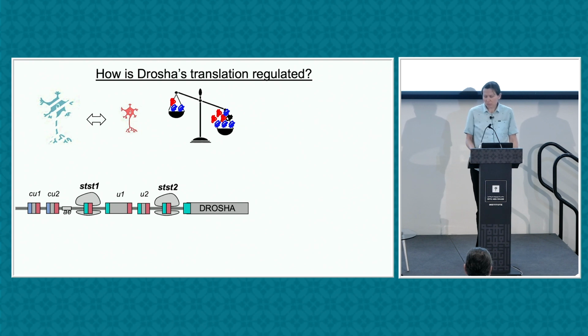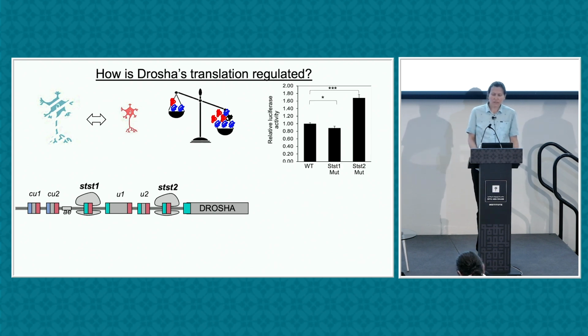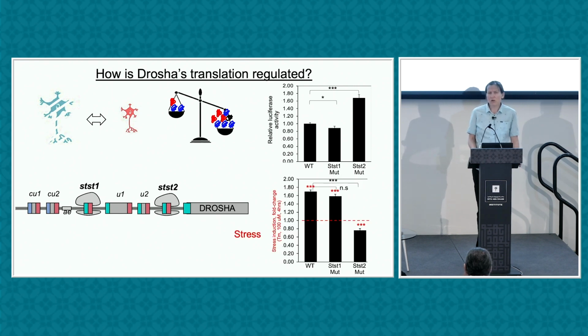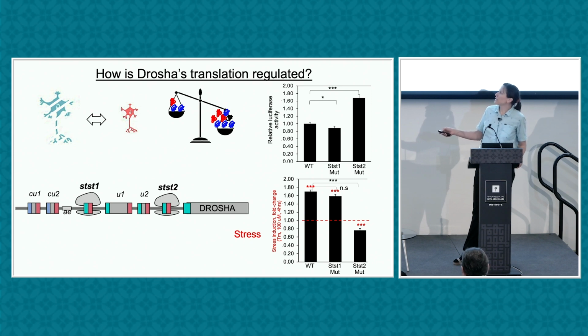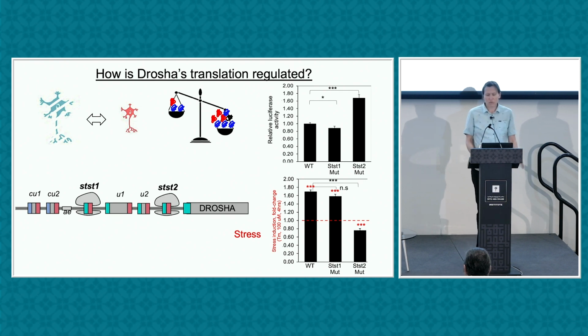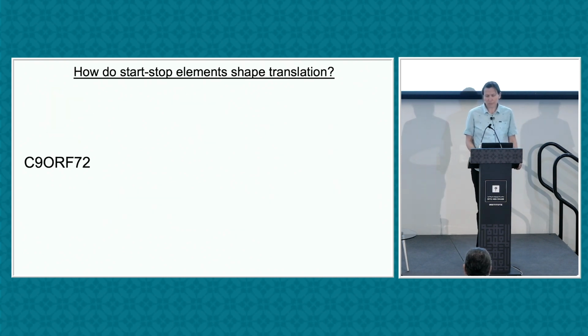But when we looked at it more closely, we realized that its UTR is extremely complex. There are several other ORFs in there. Nevertheless, the second start-stop in DROSHA is functional. If we knock it out or mutate it, you have a de-repression in translation. And it's also essential for the stress inducibility of the gene. So here you have the wild type induced under stress, and here you do not have this induction if you have the mutated start-stop. And the final gene is, just because it's so cool, I want to mention C9orf72.